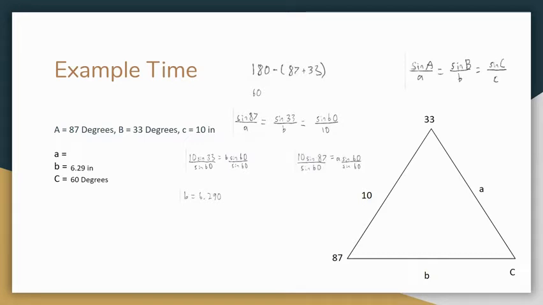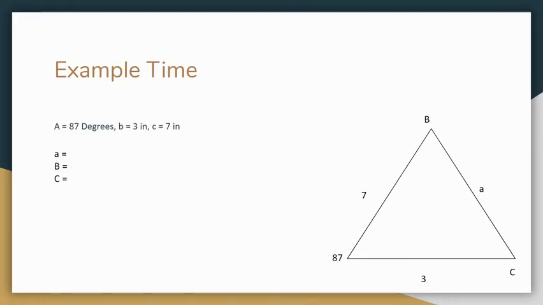We do the same thing for side A. Cross multiply, divide by sine 60, and we get that A equals 11.531 inches. And there you go, you're done. Looking at this one, angle A is 87 degrees, side B is 3 inches, and side C is 7 inches.